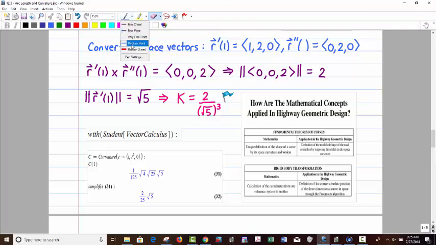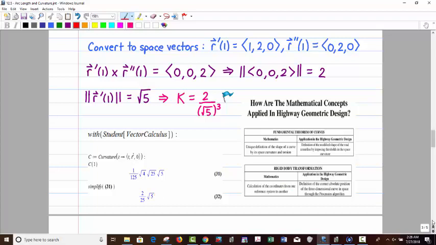All right, now we need the magnitude of just r prime of 1, which is right here, 1, 2, 0. That magnitude will be square root of 5. So our answer will be 2 divided by square root of 5 cubed. And whether or not you have to rationalize that is up to the instructor. I did this problem in Maple, and this is the same answer, because if you split this up, that would be 5 square root of 5. Then if you multiply top and bottom by the square root of 5, it would equal that answer right there.